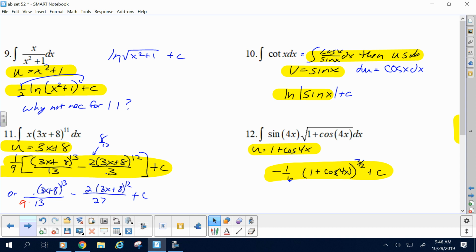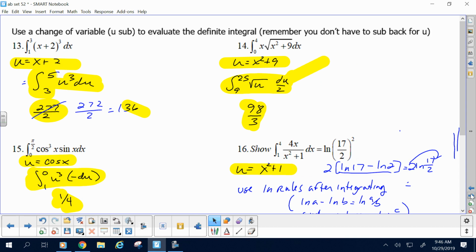Okay. All right. Number 13. If you have small questions, feel free to jump in. If you have more like, how do I do this, then you should come in 7th hour or wait till you get it back. Number 13, on definite integrals, as the instructions clearly say, make sure you change the limits and don't sub back.